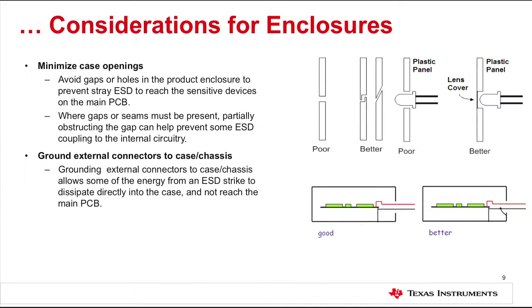In some applications, simple things such as grounding the external connector to the chassis can considerably improve the overall ESD performance because it allows some of the energy from the ESD strike to dissipate directly to the case and not reach the main PCB. You can also minimize the case openings or number of holes in the product enclosures to prevent the ESD strikes from reaching the active circuitry. Take a look at the diagrams on the screen to get a better idea of this.